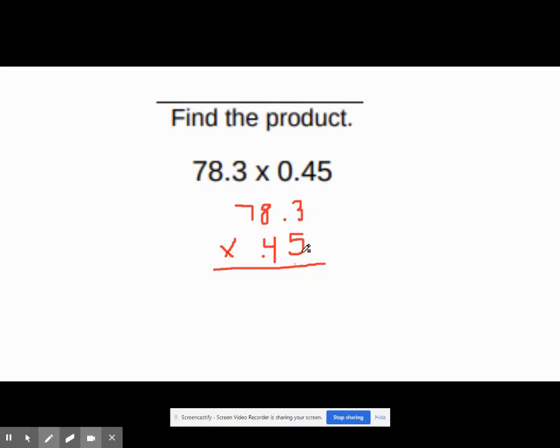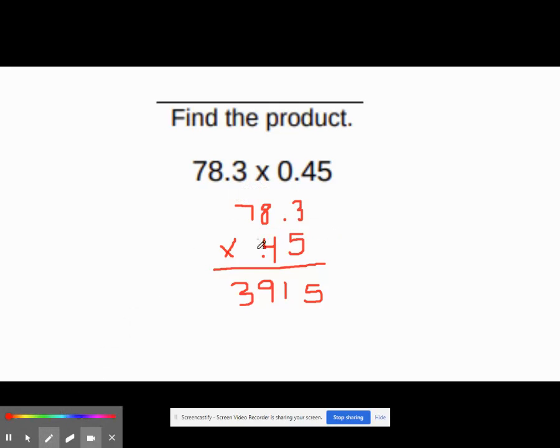So I'll start with my 1 spot, which is the 5 down here on my bottom factor, and 5 times 3. That would give me 15. Carry the 1 up. 5 times 8 is 40, plus 1 gives me 41. Carry the 4. 7 times 5 is 35, plus 4 more gives me 39. And there we go. That's my first set of numbers to deal with.